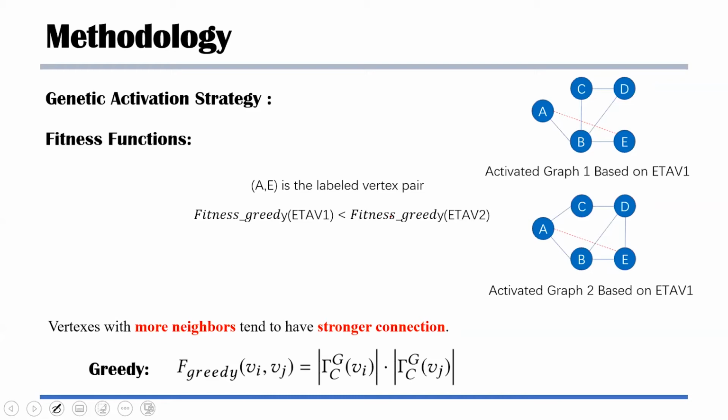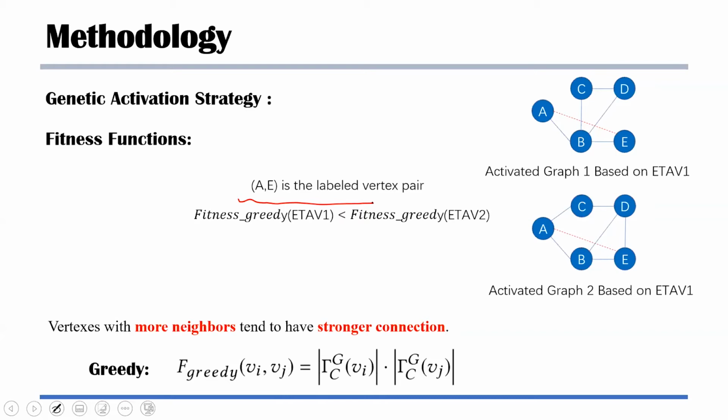When the vertex has more neighbors, it tends to have stronger connection. For instance, given the specific task, let's say that A and E is a labeled pair of vertices. So they should be connected together. Like A and E, we already know they're friends. So this is a friendship recommendation. We want to predict that A is a friend of E or E is a friend of A. So that's one piece of training data.